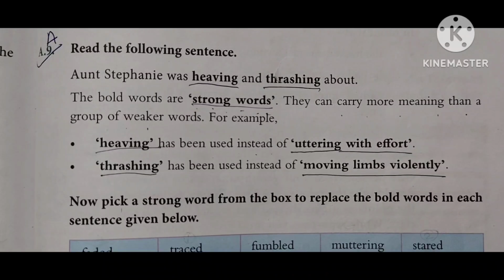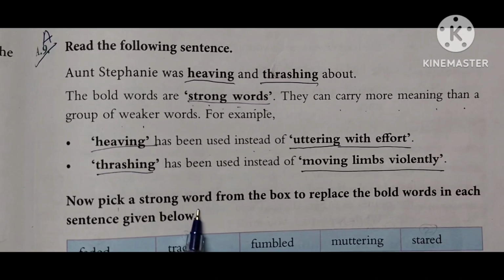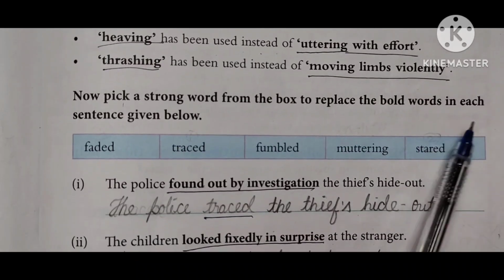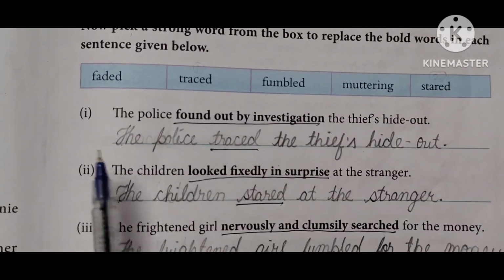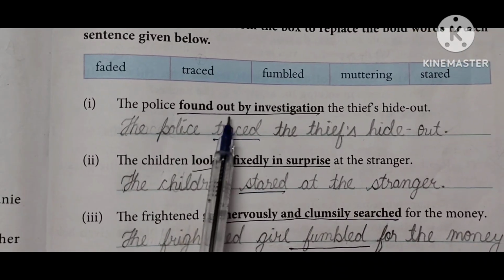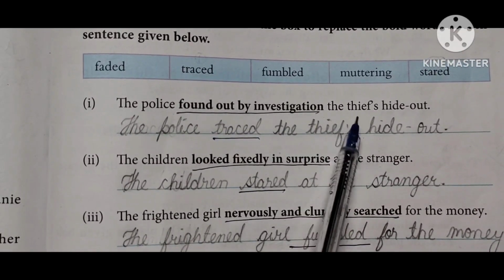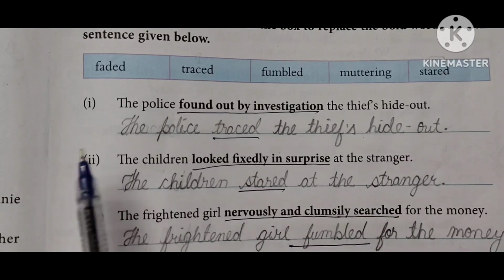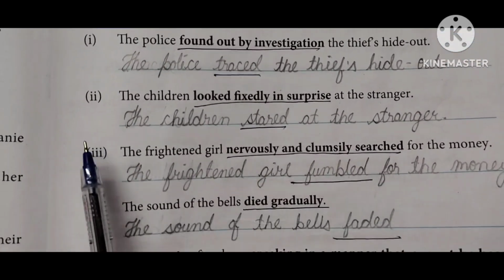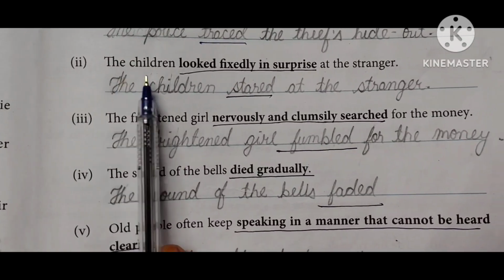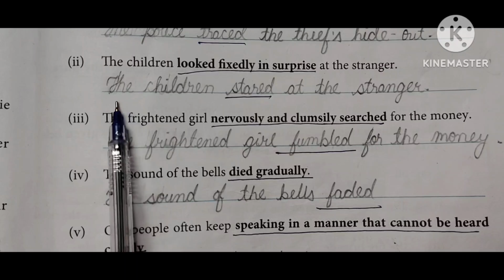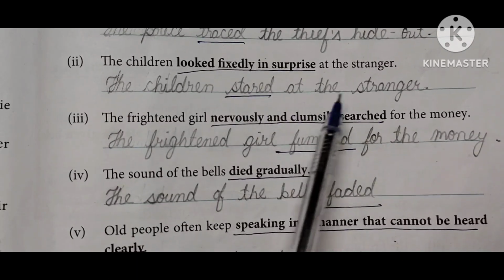Page number 89. Now pick a strong word from the box to replace the bold words in each sentence given below. First, the police found out by investigation the thief's hideout. The police traced the thief's hideout. Second, the children looked fixedly in surprise at the stranger. The children started at the stranger.